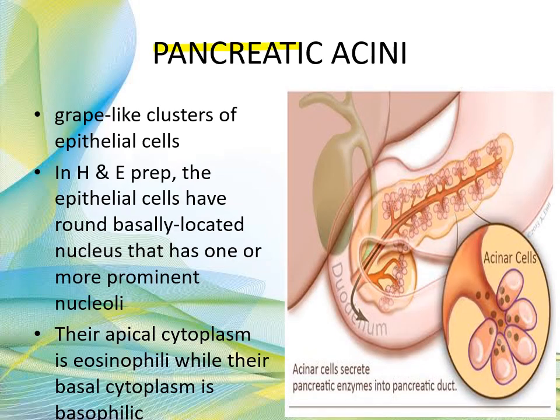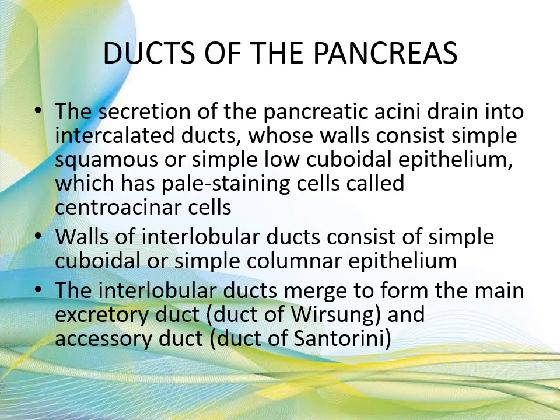So ano yung pancreatic acini? It is a grape-like cluster of epithelial cells. So their apical cytoplasm is eosinophilic, while their basal cytoplasm is basophilic. So ano yung duct sa pancreas? So the secretion of the pancreatic acini drains into the intercalated ducts, whose walls consist of simple squamous or simple low cuboidal epithelium.